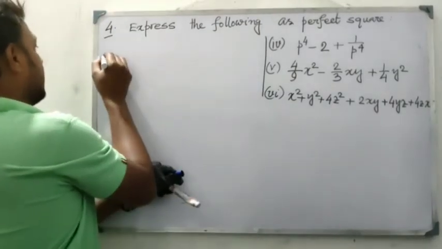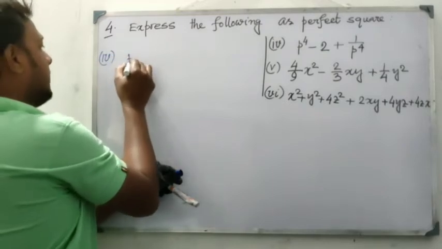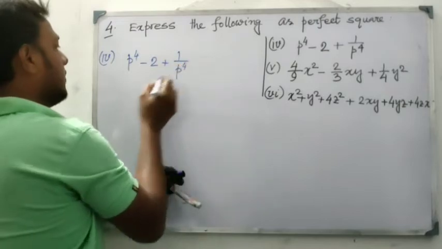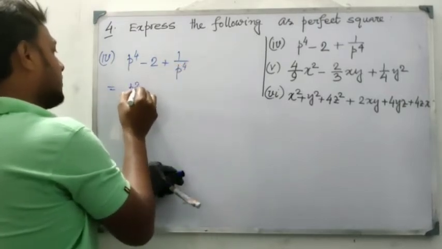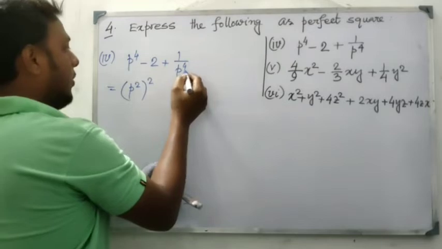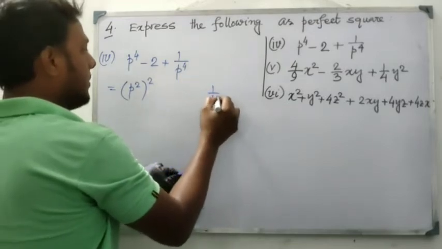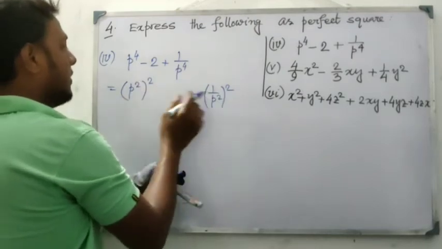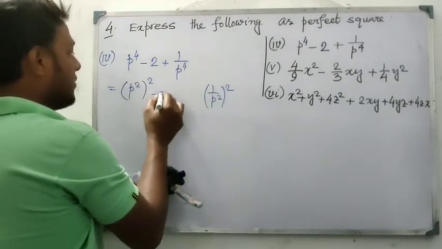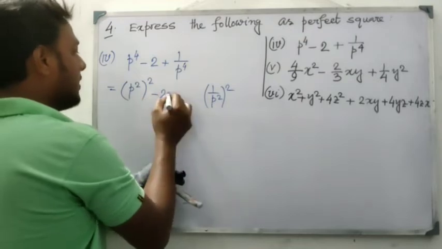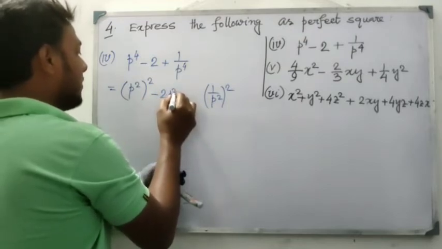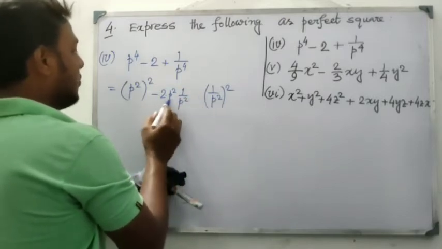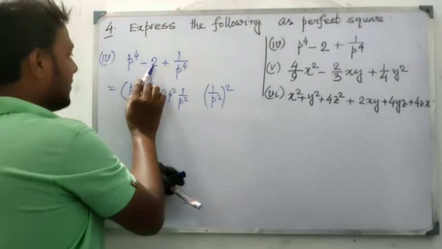Next, fourth number. Fourth number is given: p to the power 4 minus 2 plus 1 by p to the power 4. Okay, p to the power 4 can be written as p square whole square, and the last term can be written as 1 by p square, again whole square. So we have now a square and b square. Now minus is there, so minus 2ab. Just write 2ab and check whether it is balanced or not. Yeah, 2ab. Now check that these two lines are balanced.